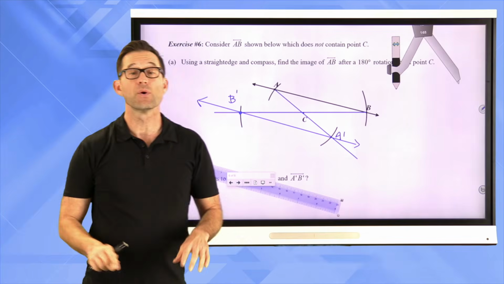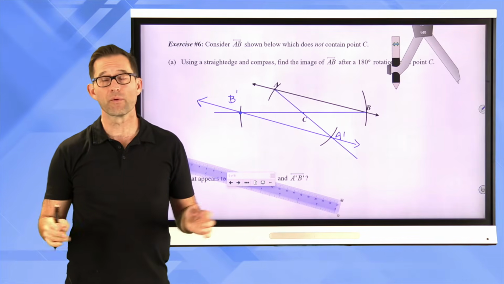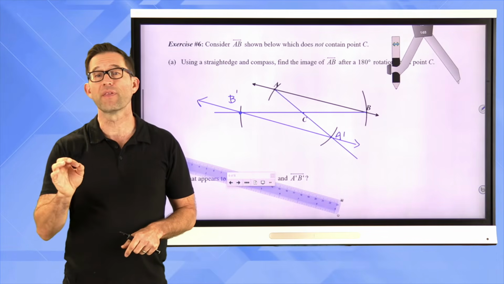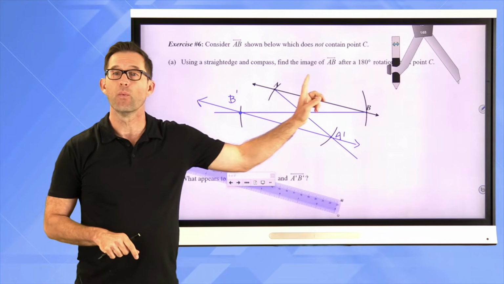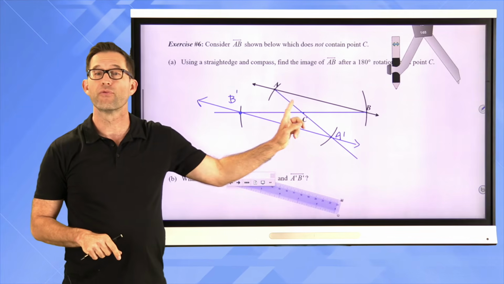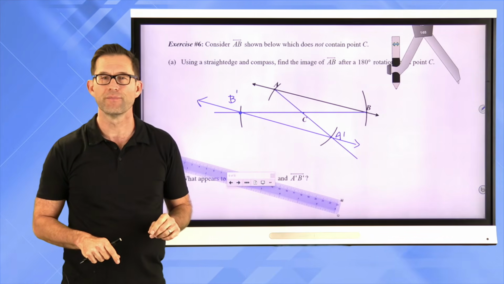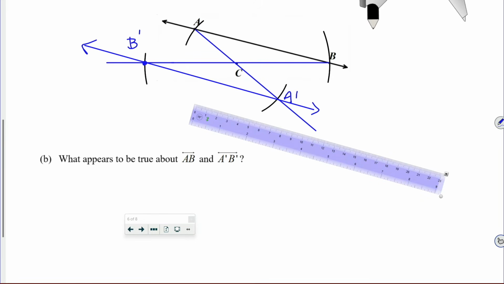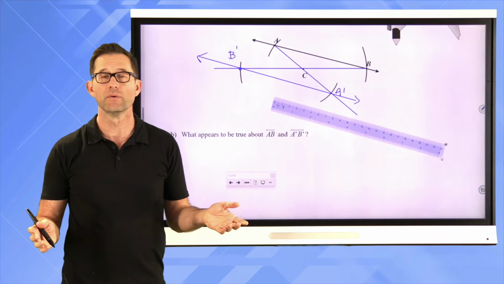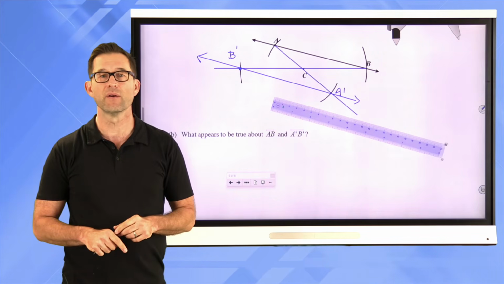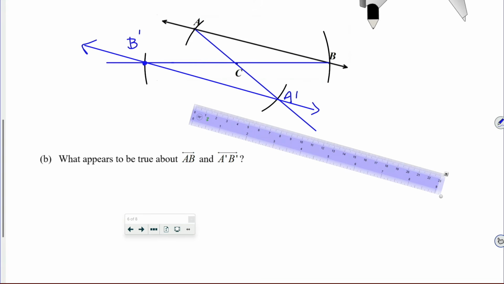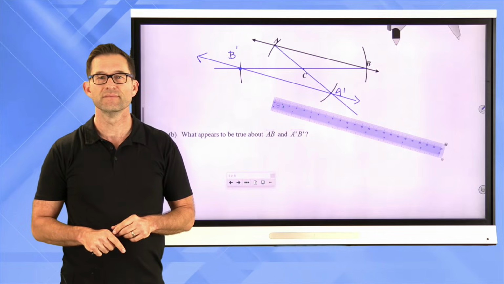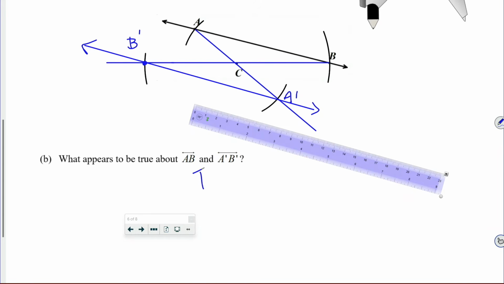So in the first case, we point reflected a line through a point that lay on the line. In this case, we point reflected a line through a point that doesn't lie on the line. Now, letter B, what appears to be true about line AB and line A prime, B prime? Go ahead and try to answer this. Pause the video now. Well, they hopefully appear to be parallel.